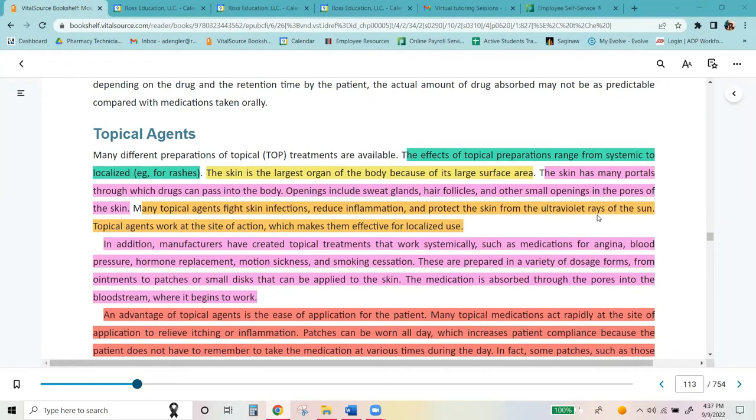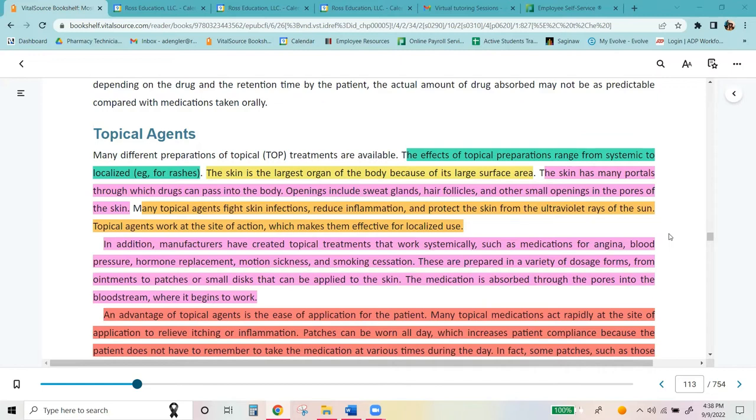Many topical agents fight skin infections, reduce inflammation, and protect the skin from the ultraviolet rays of the sun. Topical agents work at the site of action, which makes them effective for localized use. In addition, manufacturers have created topical treatments that work systemically, such as medications for angina, blood pressure, hormone replacement, motion sickness, smoking cessation.